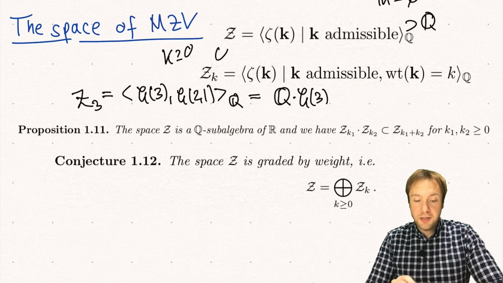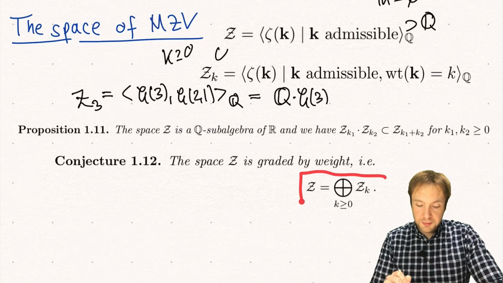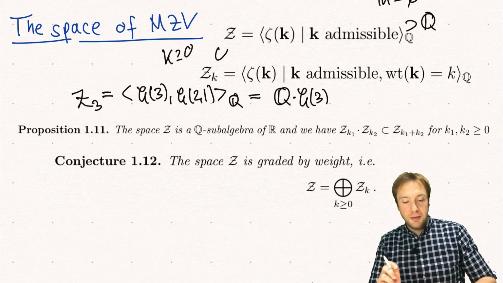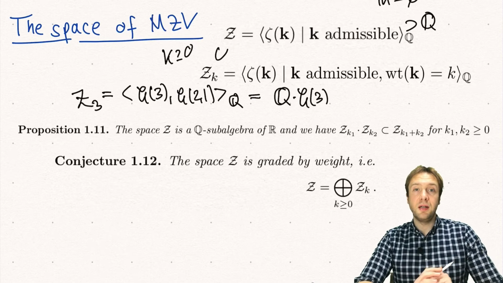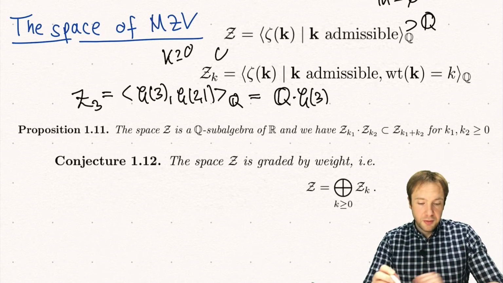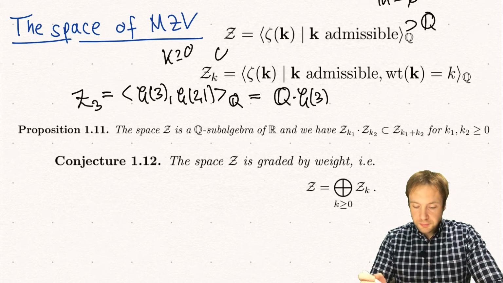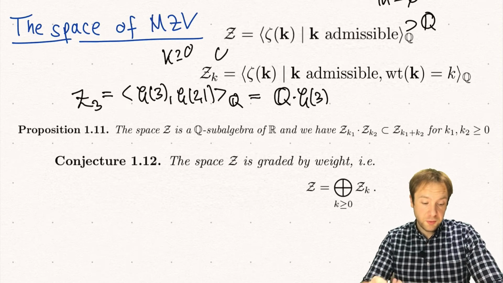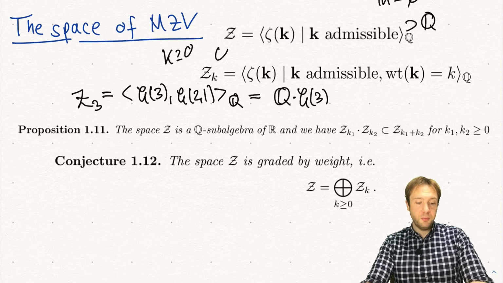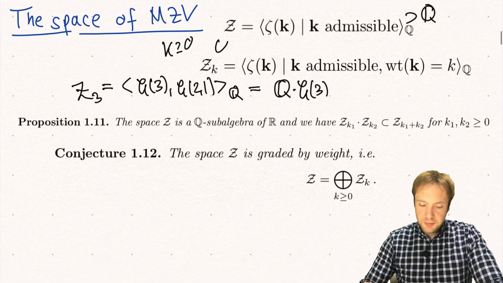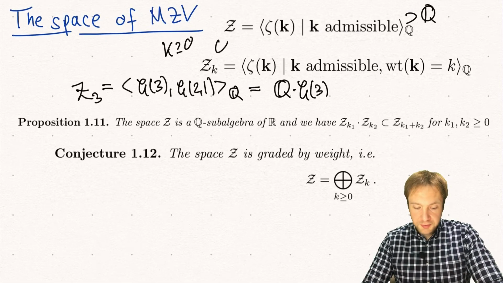graded by weight, meaning that the set can be written as a direct sum of these Zk's, meaning we do not have any linear relations among multiple zeta values of different weights. And in particular, if this conjecture were true, this would imply that all multiple zeta values are transcendental, which is also part of the exercises.